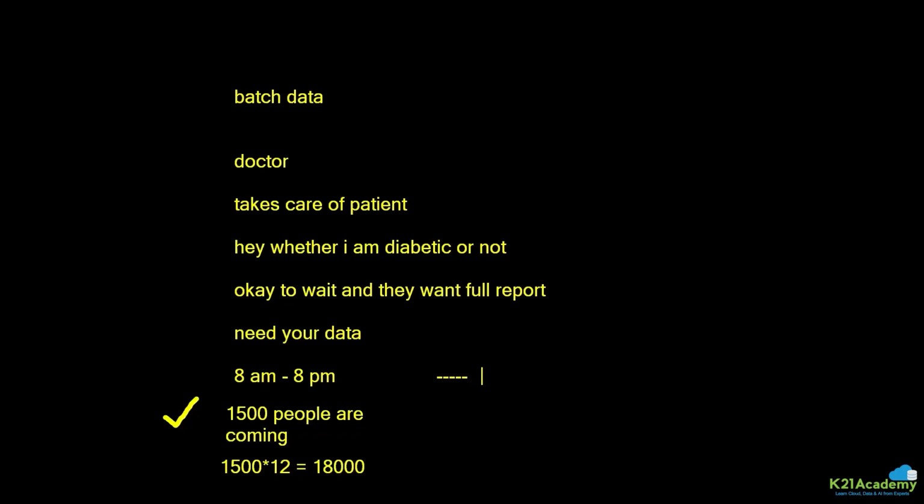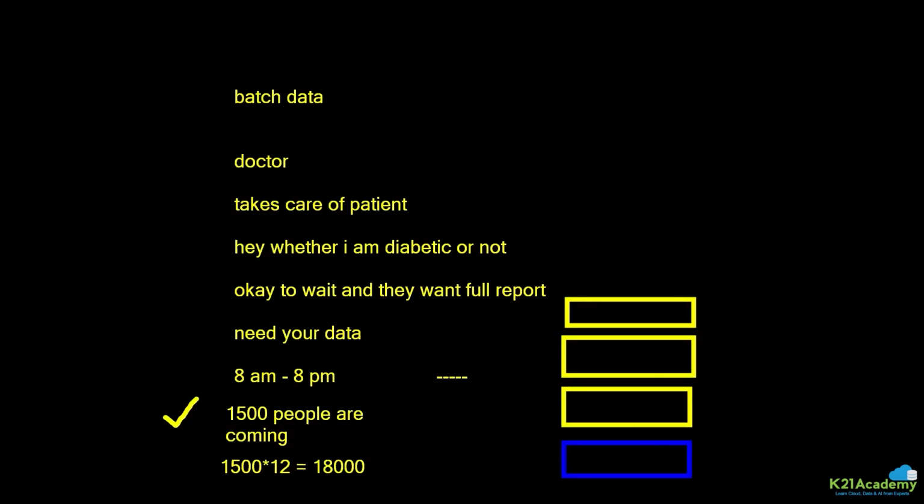So what he's going to do is accumulate all the data. He'll create a sheet from 8 a.m. to 9 a.m., then 9 a.m. to 10 a.m. He's creating multiple sheets. All the sheets have headers. For 12 hours, he was able to accumulate 12 sheets.